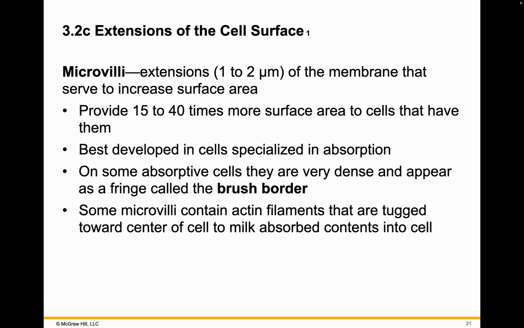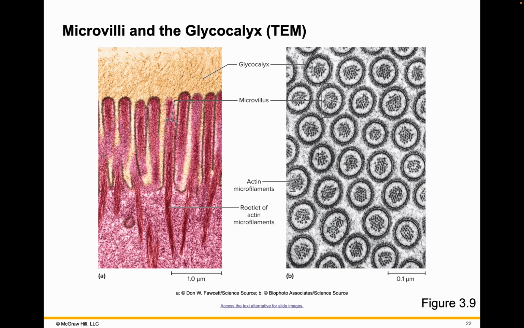On the surface of the membrane, we can find some extensions, including microvilli, which are 1 to 2 microns of the membrane that may serve to increase the surface area. So they can provide 15 to 40 times more surface area to cells that have them. So they're in places where we are absorbing things. Some absorptive cells are very dense. They appear as a fringe called the brush border, which we'll see when we talk about the digestive system. Some microvilli contain actin filaments that are tugged toward the center of the cell to milk the absorbed contents into the cell. Here are microvilli in cross-section and transverse section.